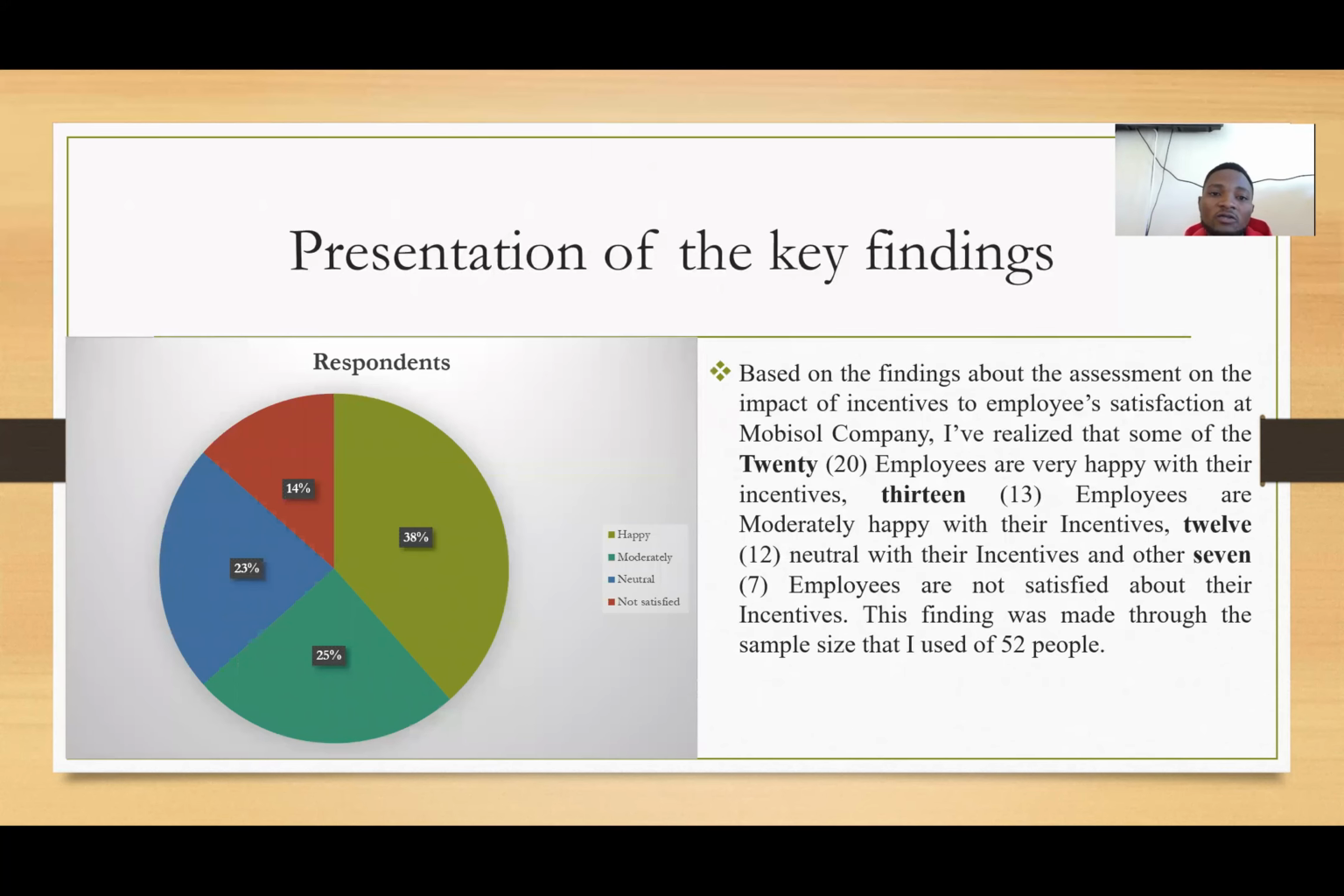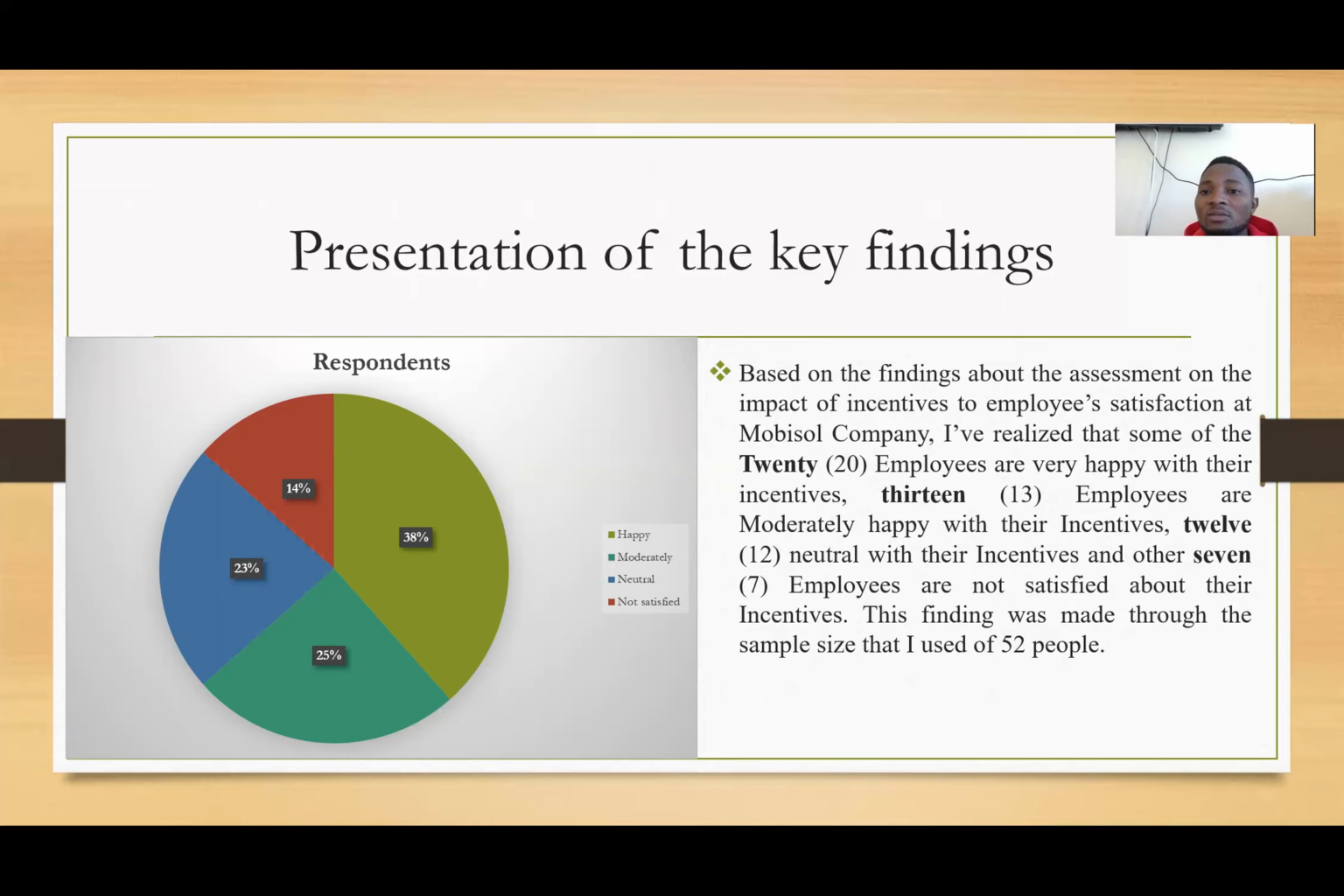For the second one, there is also a chart, also presented in percentages. As you can see, there is 38%, there is also 25%, 23%, and also 14%.